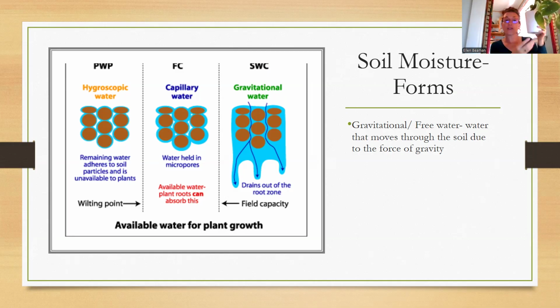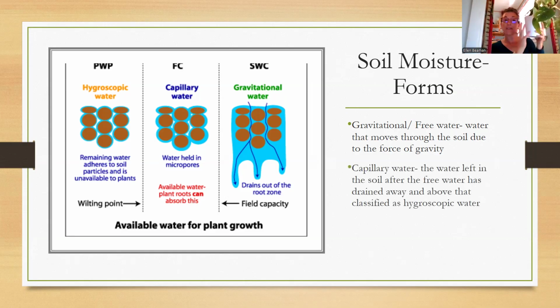So after all of the water has flown out with gravity, what we're left with is capillary water. That is water that is maintained in the spaces between the soil particles against the forces of gravity, right? So the capillary water, that's the sweet spot. That's the Goldilocks spot. That is water that is available for plant uptake. Plants are not able to take up gravitational water because there's too much of it and it's moving.